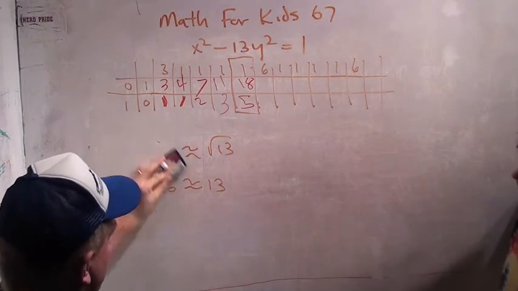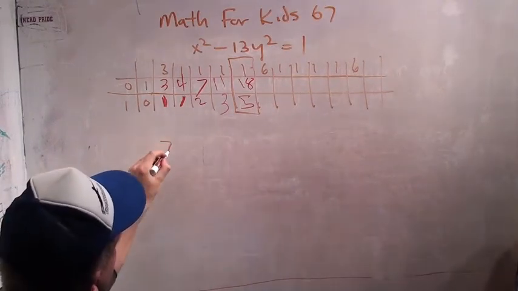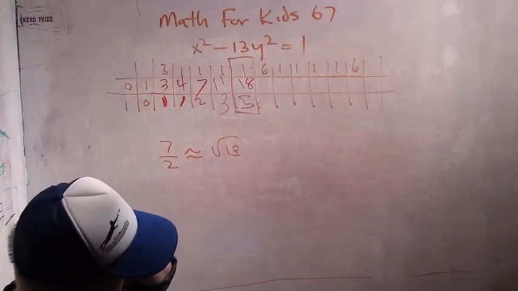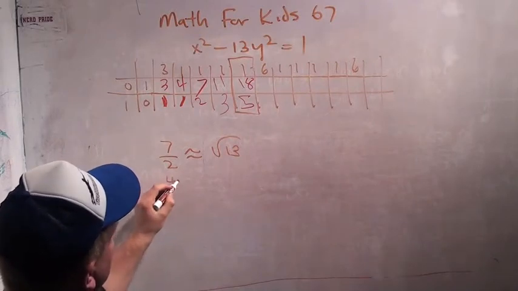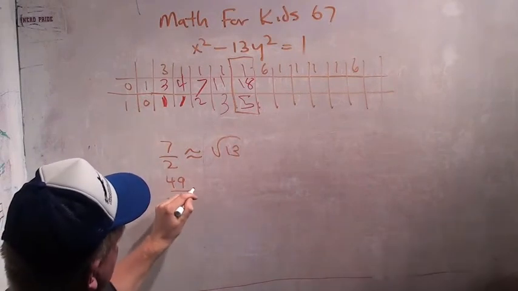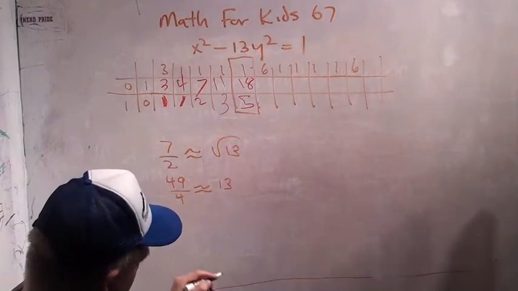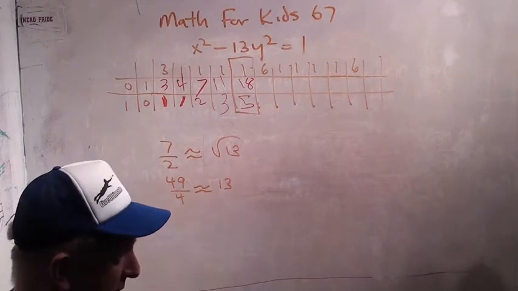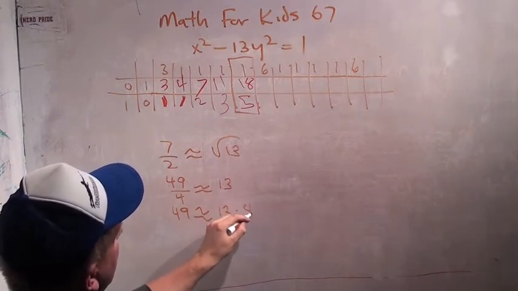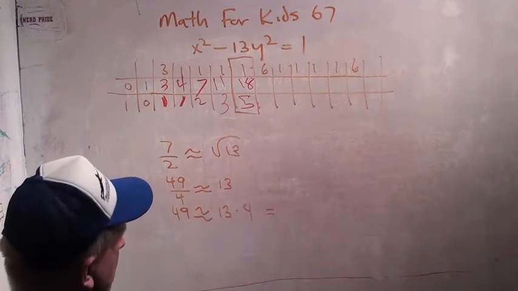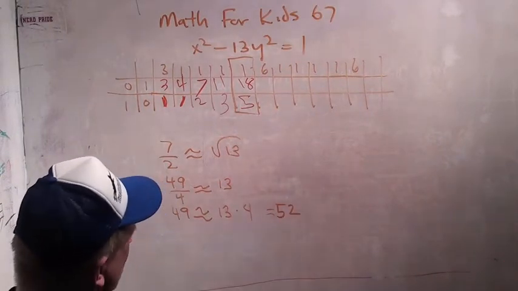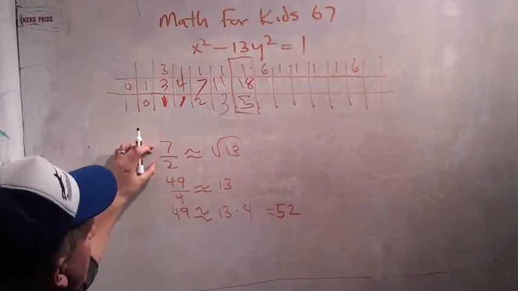But maybe. Let's see about 7 halves. Does 7 halves approximately equal the square root of 13? Well, 7 halves squared is 49 fourths. Does this approximately equal 13? We'd have to multiply by the 4 over here, right? So does 49 approximately equal 13 times 4? 13 times 4 is 52. It's kind of close. So 7 halves is actually maybe a decent approximation to the square root of 13.